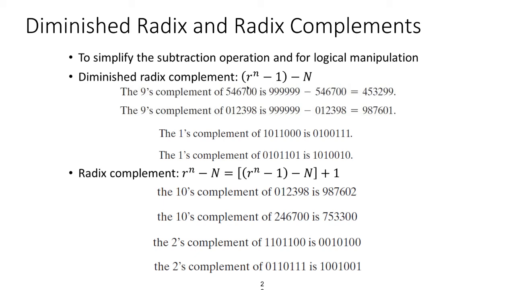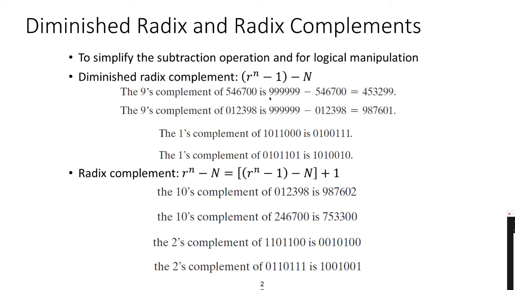Here are the two formulas: diminished radix complement and the radix complement. The r in this case is the base of the number. The lowercase n is the number of digits. And the uppercase N is the actual number that you're looking to find the complement of, either the radix or diminished radix complement.